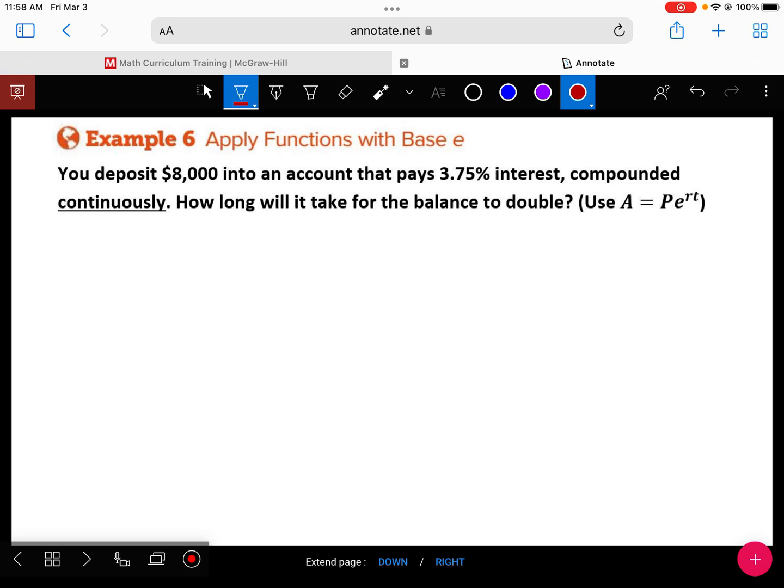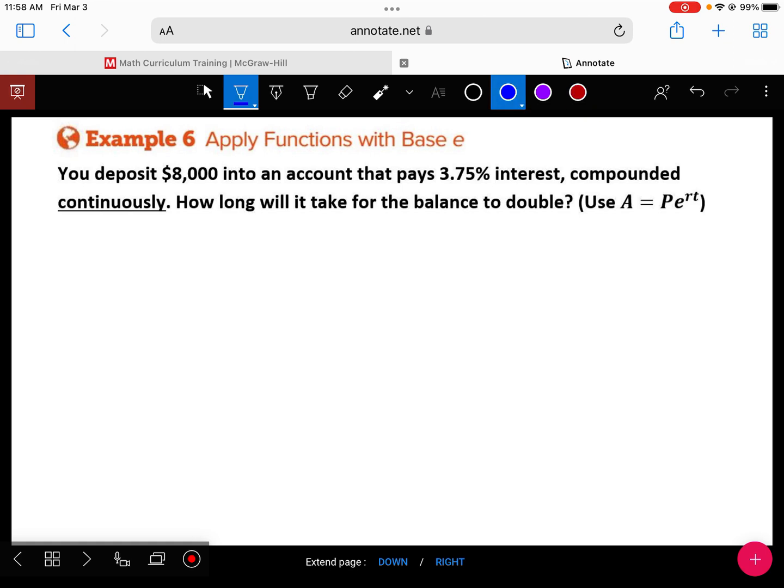Can I get somebody to read this for me? You deposit $8,000 into an account that pays 3.75% interest compounded continuously. How long will it take for the balance to double? Use A equals P E to the RT. Do you guys remember A equals P E to the RT? When did we use that? Last month, last module, right? Module 7. They're telling me right there what formula I need to use.